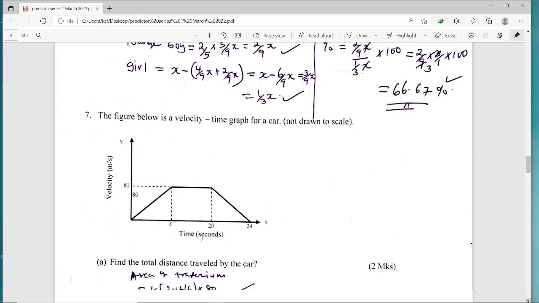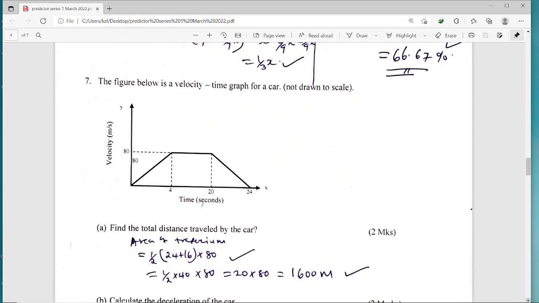Then we have another question: the figure below is a velocity time graph for a car. It is not drawn to scale. You are asked to find the total distance traveled by the car. Total distance is equivalent to the area under the graph. So that is the area of the trapezium. The area of the trapezium is a half times (a plus b) times h.